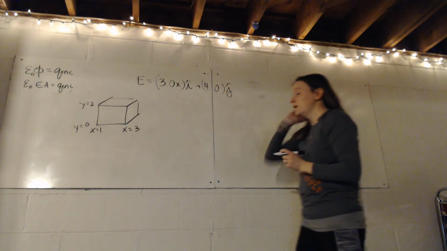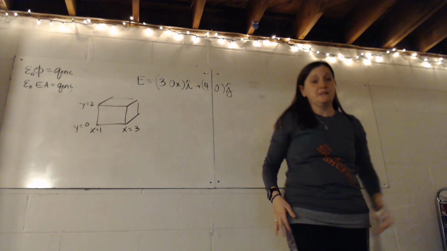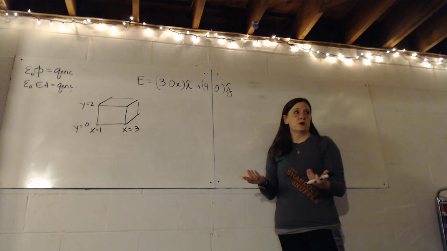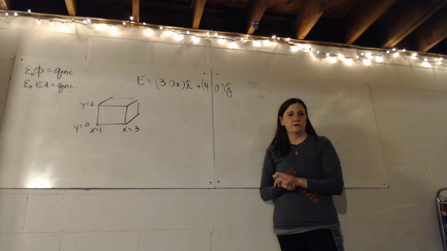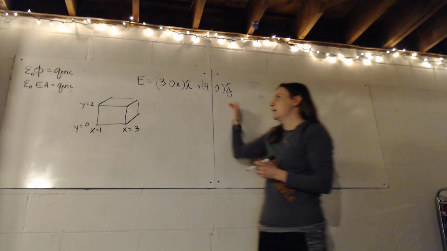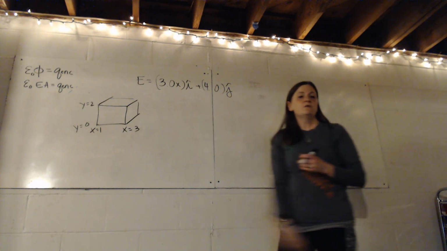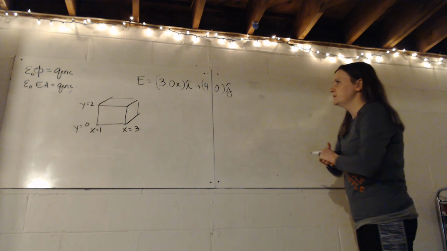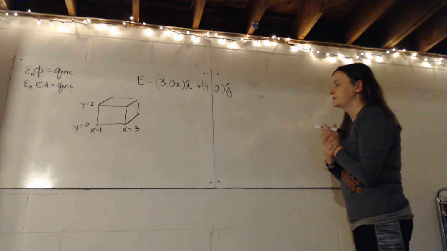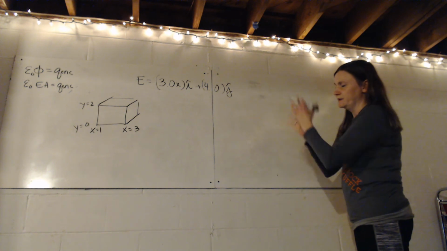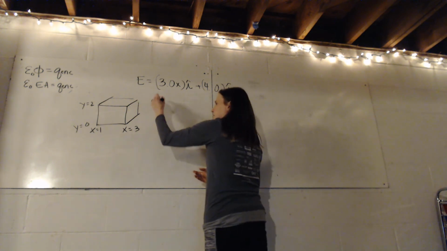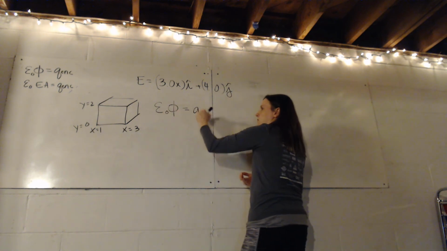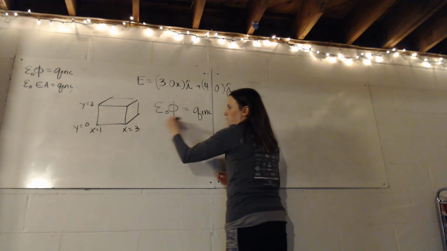And so we are going to kind of do the opposite here. In the spherical shell problem that I just did, I gave you the charge enclosed and I asked you to find the electric field at different points. Here, what we're going to do is the opposite. I'm giving you the electric field and I want you to find the total charge enclosed by the cube. So I'm going to think about Gauss's law. Epsilon naught times the total flux is equal to my charge enclosed. So what I need to do is figure out the total flux of the cube.